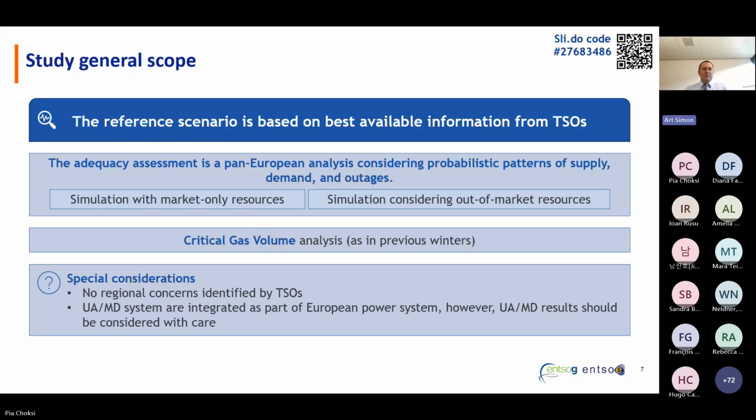Regarding special considerations, we didn't have any regional concerns identified by TSOs directly. Regarding Ukraine and Moldova, the system is integrated the first time as a part of the European power system. So the first time it is modeled quantitatively. However, needless to say that these results have to be considered with utmost care, because any disruptive events due to the ongoing war cannot be included in a study that looks several months ahead. Next slide, please.